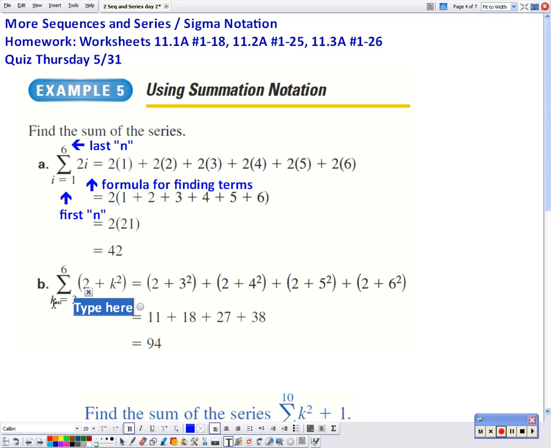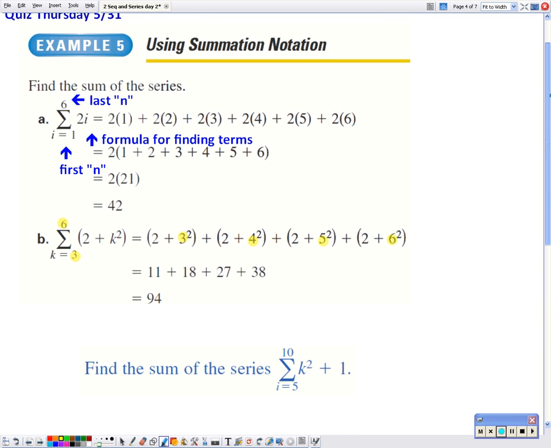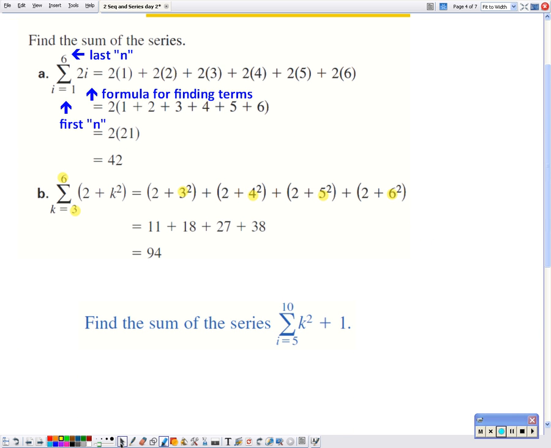Here, the first n value was 3. The last n value is 6. So we've got 3, 4, 5, and 6 being replaced into the formula, and then we just add them all up. There's no magic that goes on here. It's just plain old arithmetic. So let's just do one together.